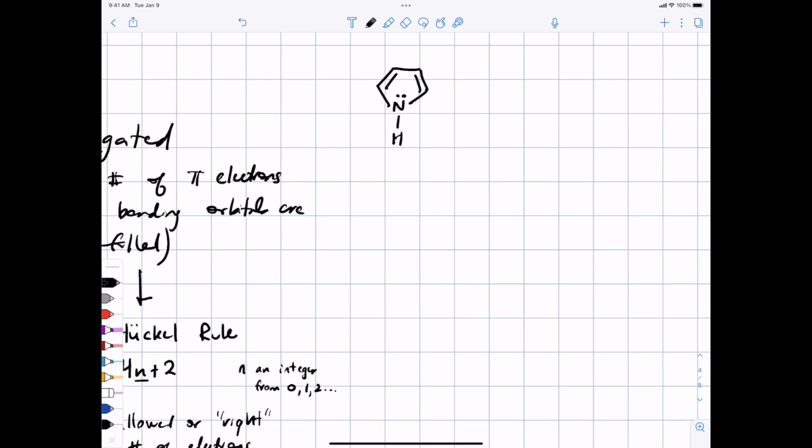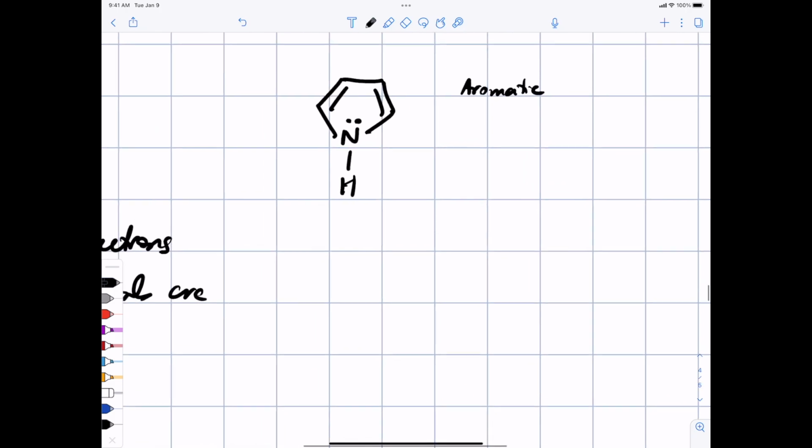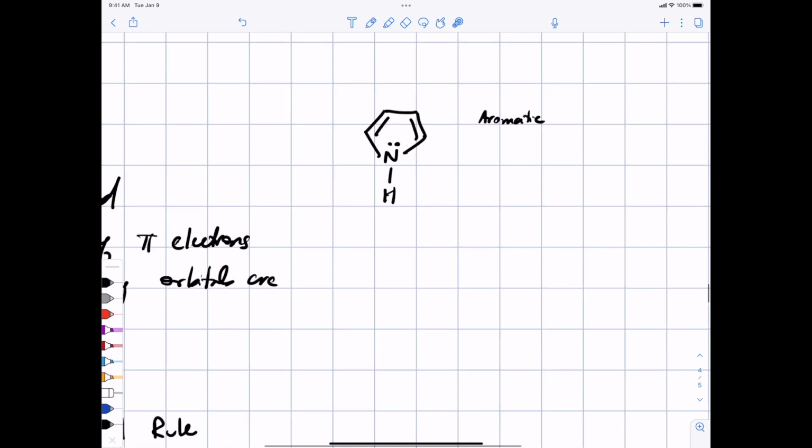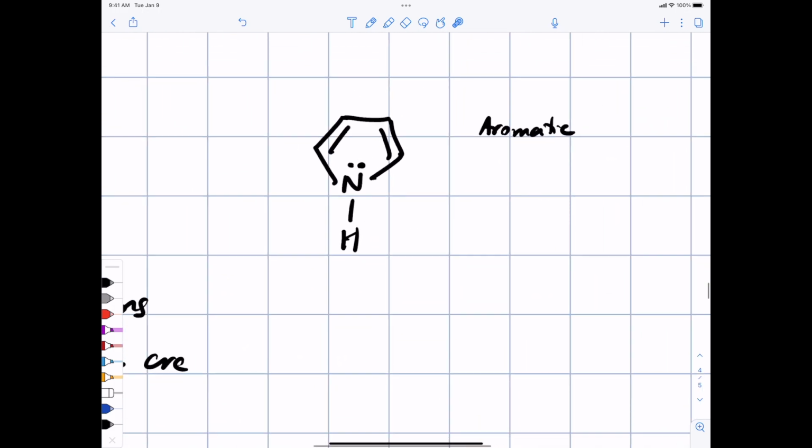Are you sure? Truth is truth, whether or not I agree with it, right? So that's aromatic, yes. Let's verify that it meets all the criteria. Is it cyclic? Yes. Is it fully conjugated? What do we mean by that?